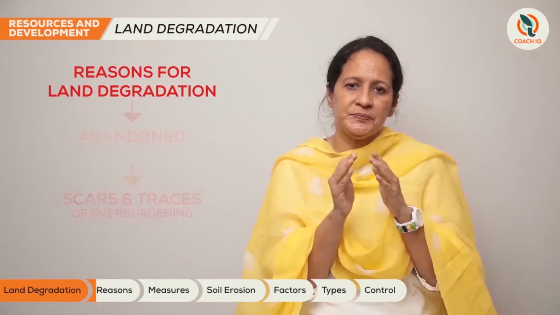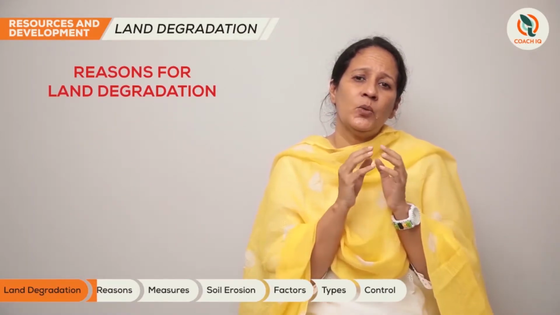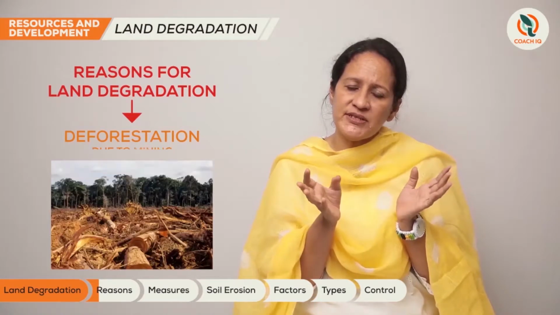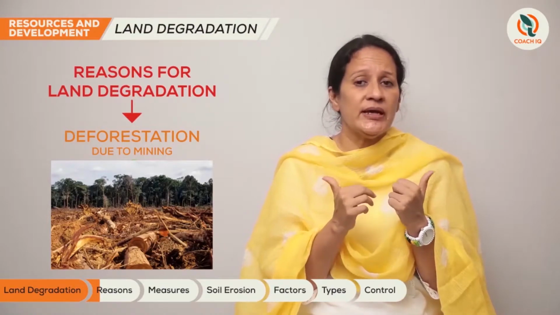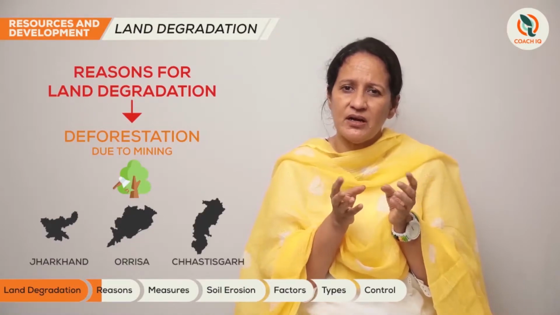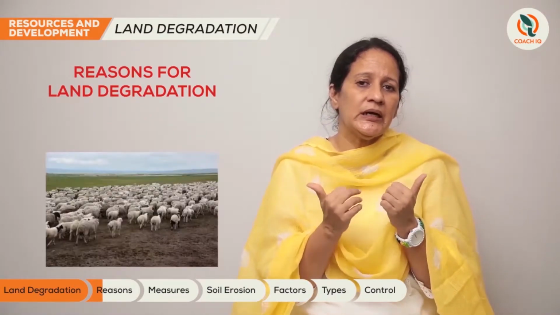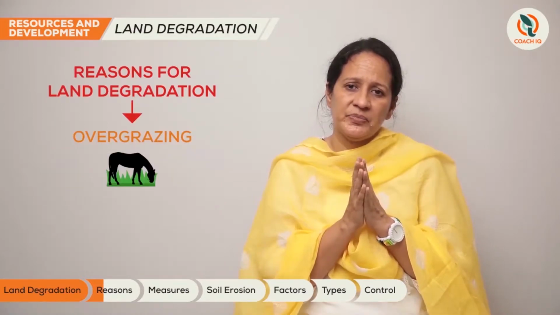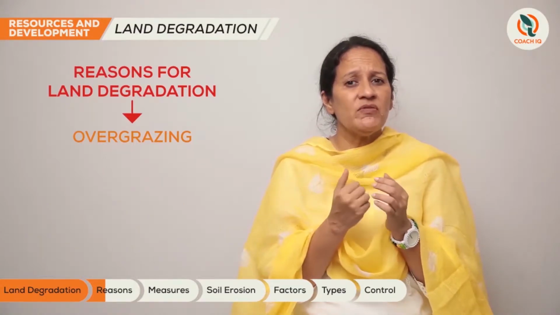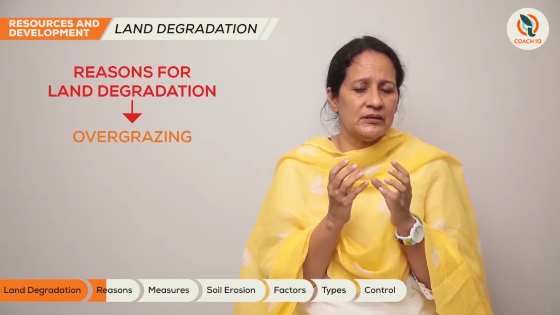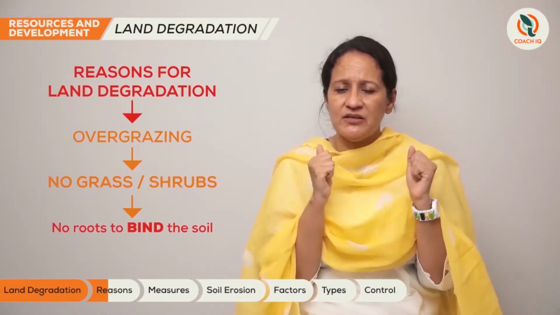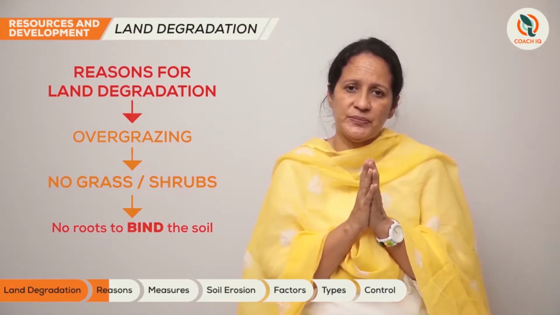Second point, wherever there are mining activities, very often a lot of trees are cut. So deforestation due to mining has also led to land degradation, and this is in Jharkhand, Orissa, Chhattisgarh, you see this happening. The third point is overgrazing in Gujarat, Rajasthan, Madhya Pradesh, Maharashtra. When there is overgrazing, what happens is there is not much grass or small shrubs, so you don't have roots to bind the soil. That leads to land degradation.